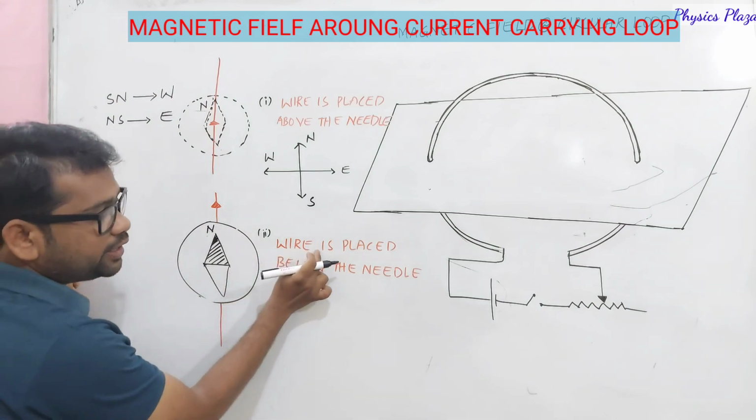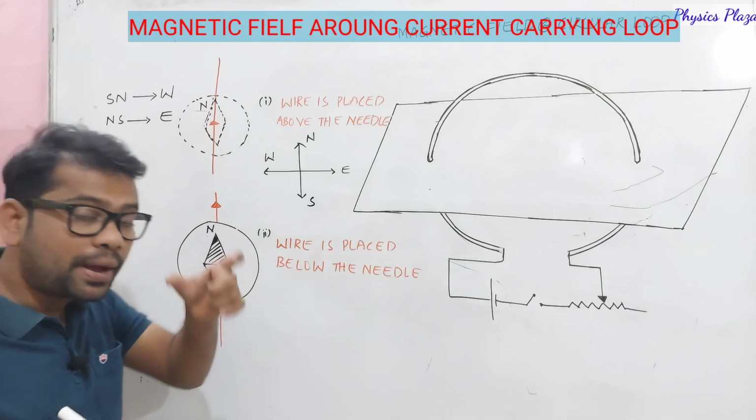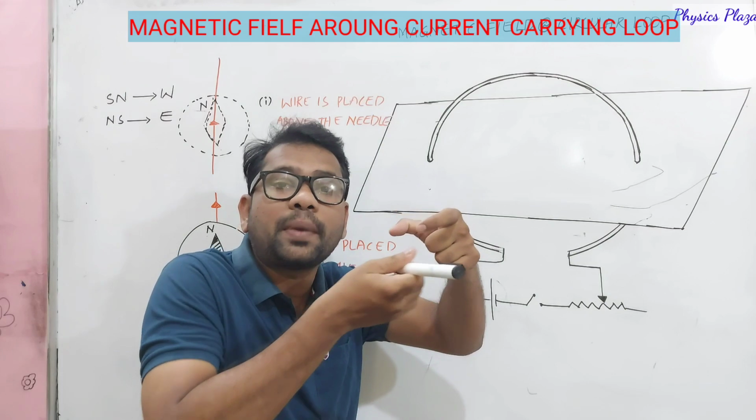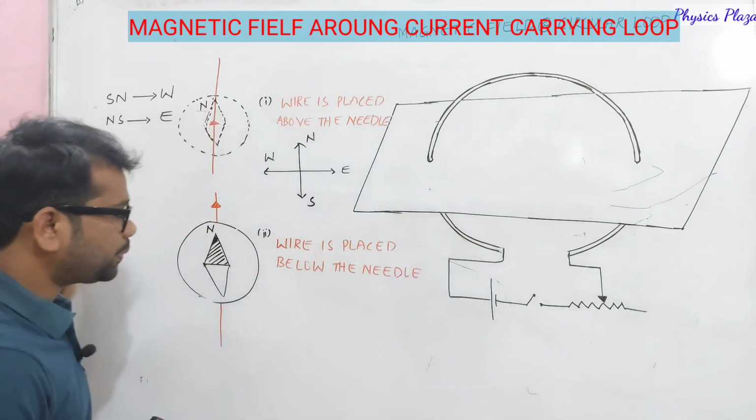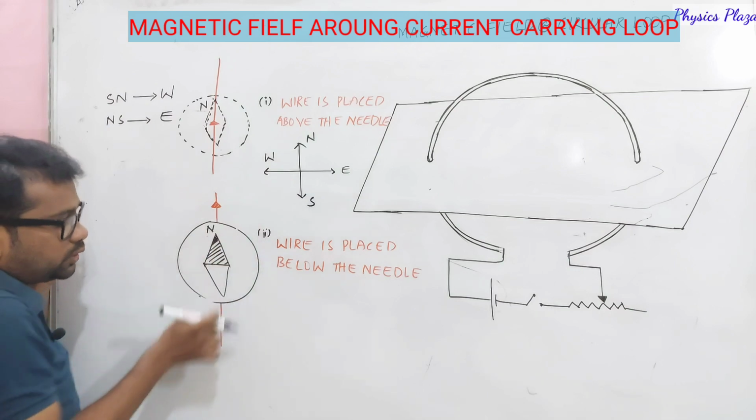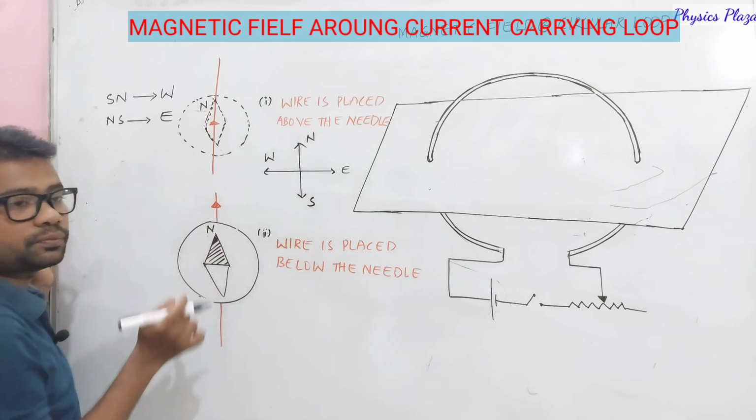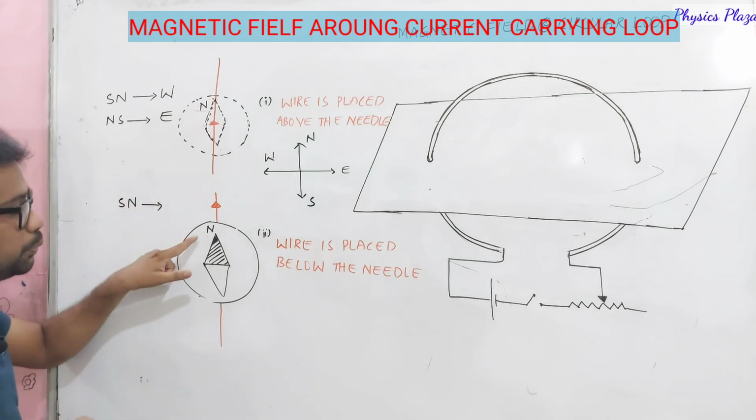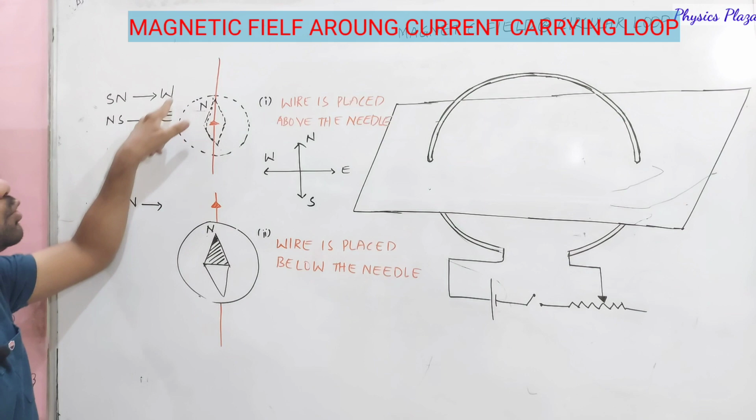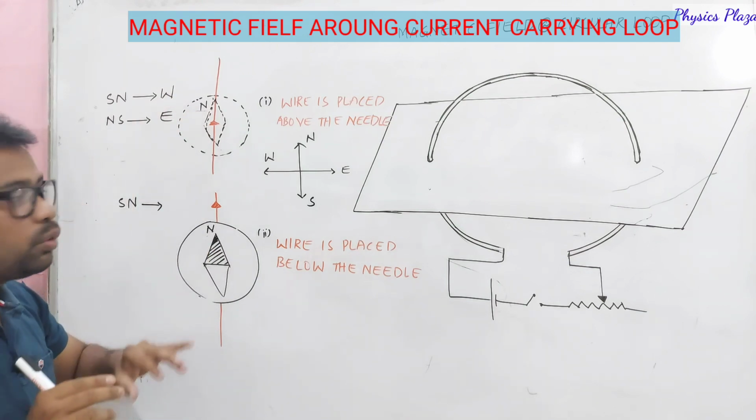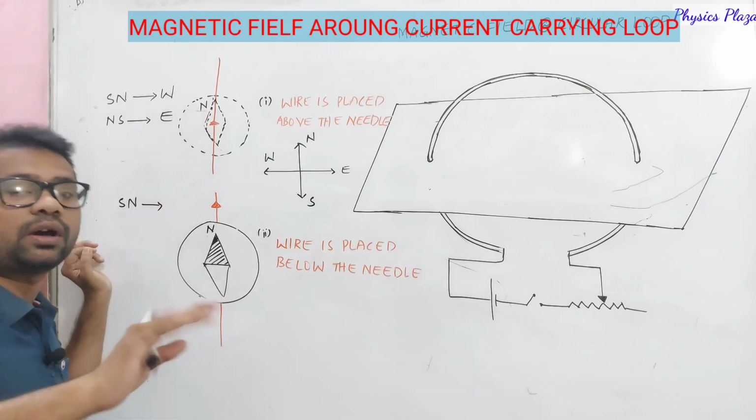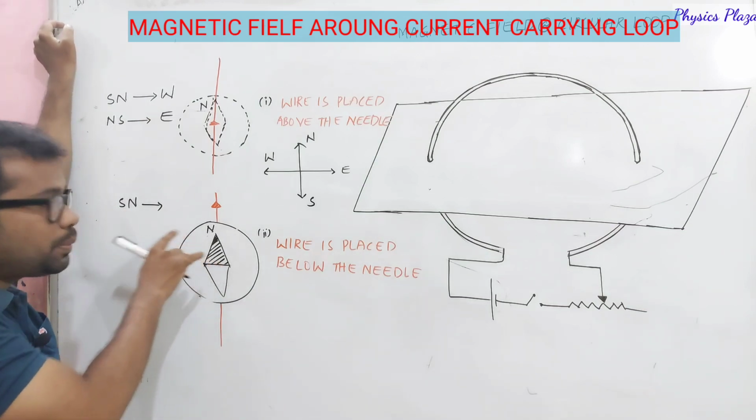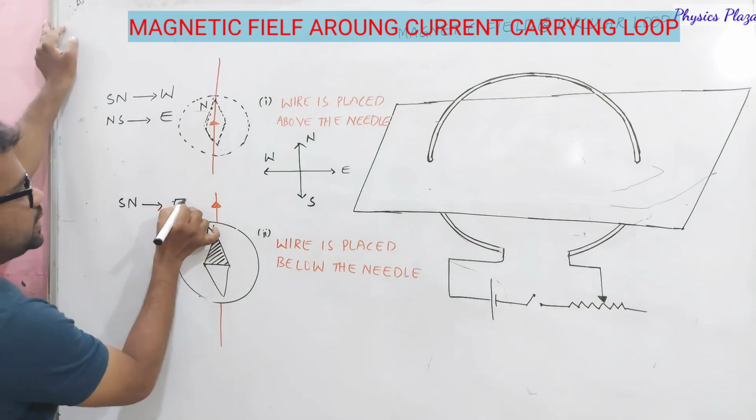Here the current carrying wire is placed below the needle, children. That means the magnetic compass is now above the current carrying wire, and the wire is below the magnetic needle. Look at what happens here. If current is flowing from south to north, this is the opposite of the first two cases, children. It's very simple. The second two cases are quite opposite. So if current passes from south to north, then the north pole of the magnetic needle gets deflected towards east.